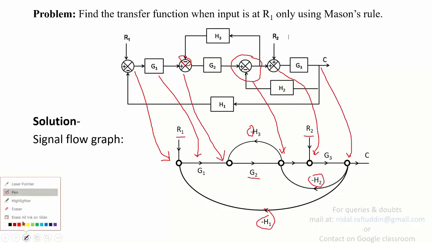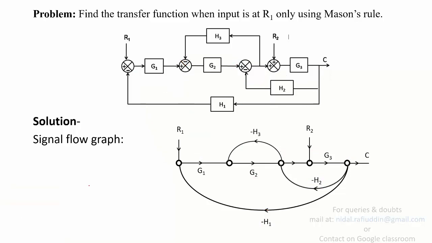And in this case, you are desired to find the transfer function between R1 and C, and thus we are going to eliminate this particular input. We will only be talking about the relation between C and R1. So let's redraw this SFG after eliminating R2. So we are left with this SFG.